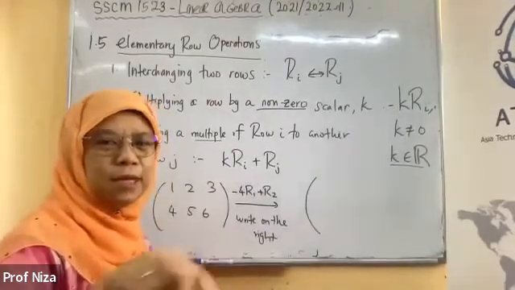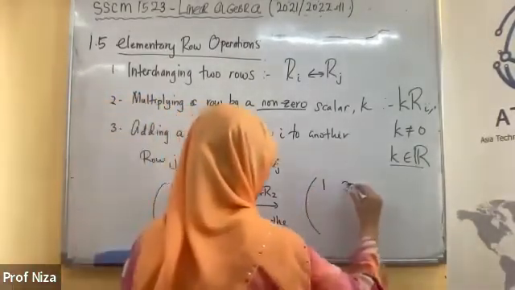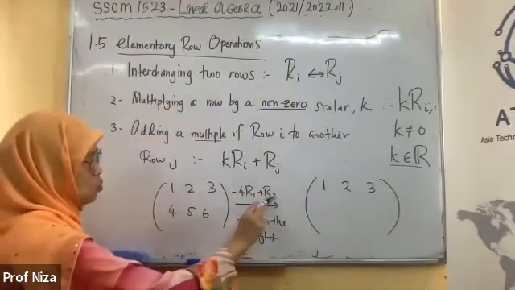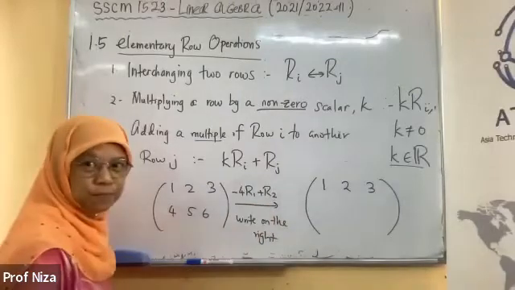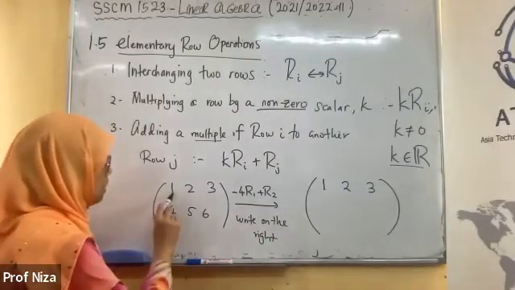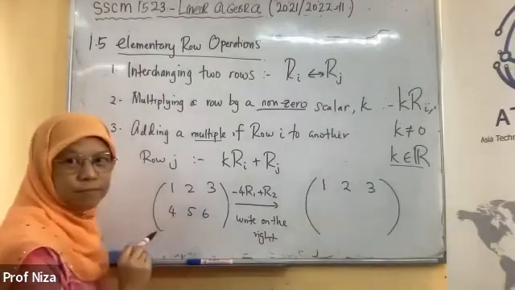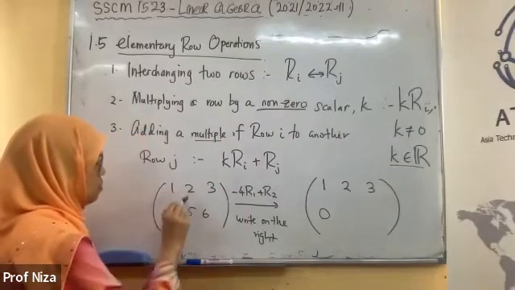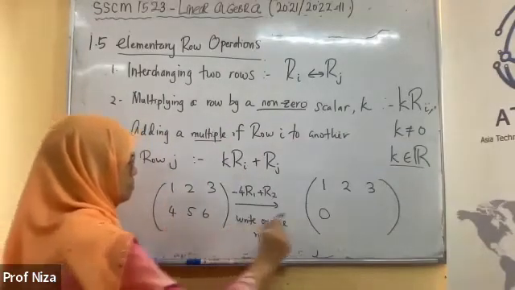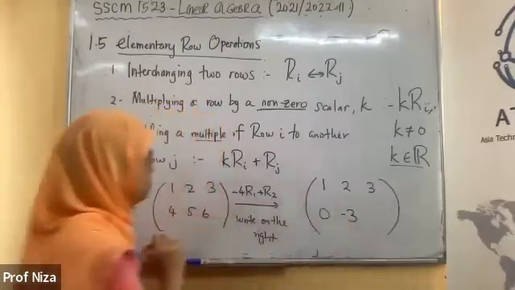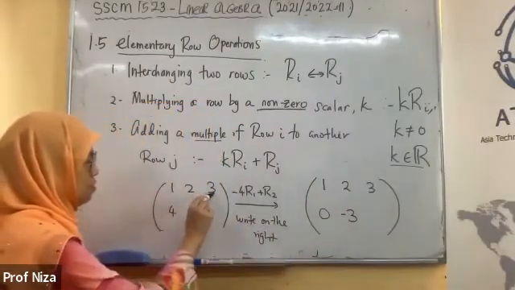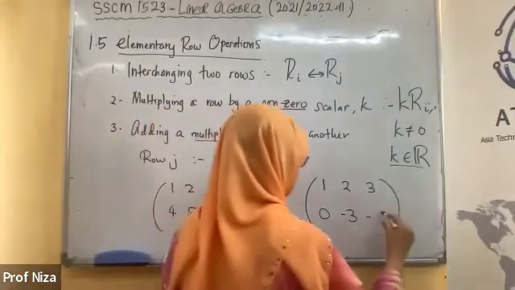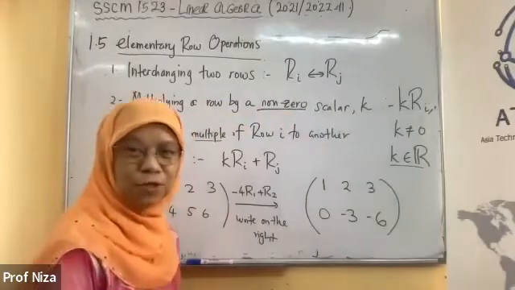Okay, what do you get for the second row? Because we changed the second row. You multiply this by -4 and then you add. 0, 0, -4, and add -3. Okay, -4 and add -6. -6. Yeah.